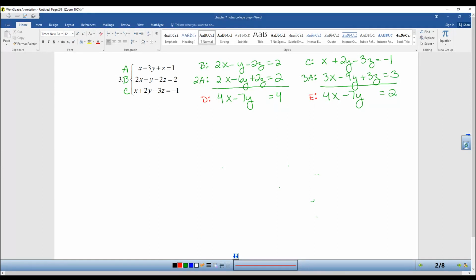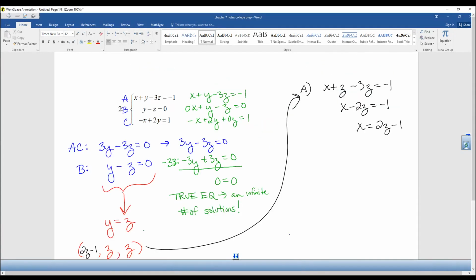So I'm going to put D and E together, and I'm going to do negative E to cancel out my x's. So I have negative 4x plus 7y is equal to negative 2. Now my goal was to cancel out my x's, but my y's also canceled. So this is very similar to the problem that we just did, but there's one key difference.